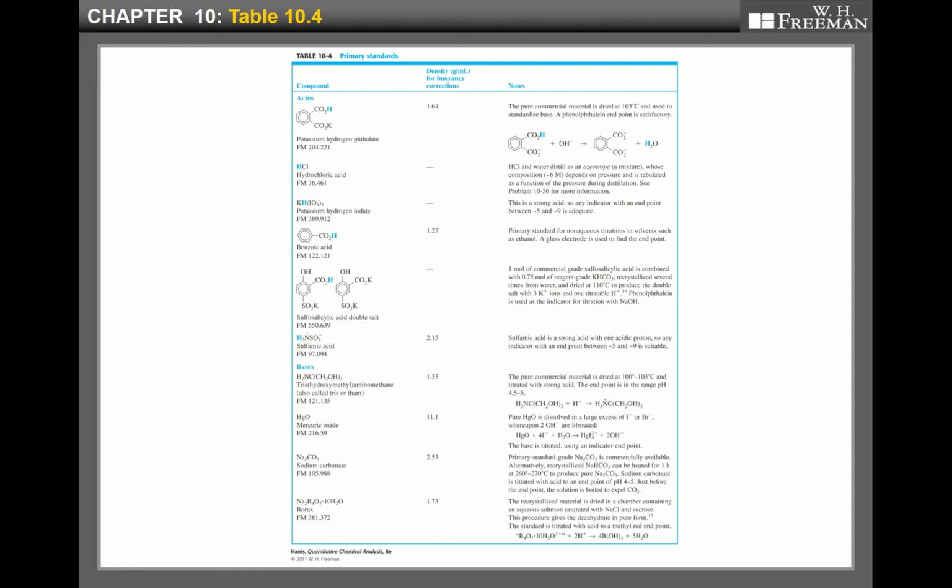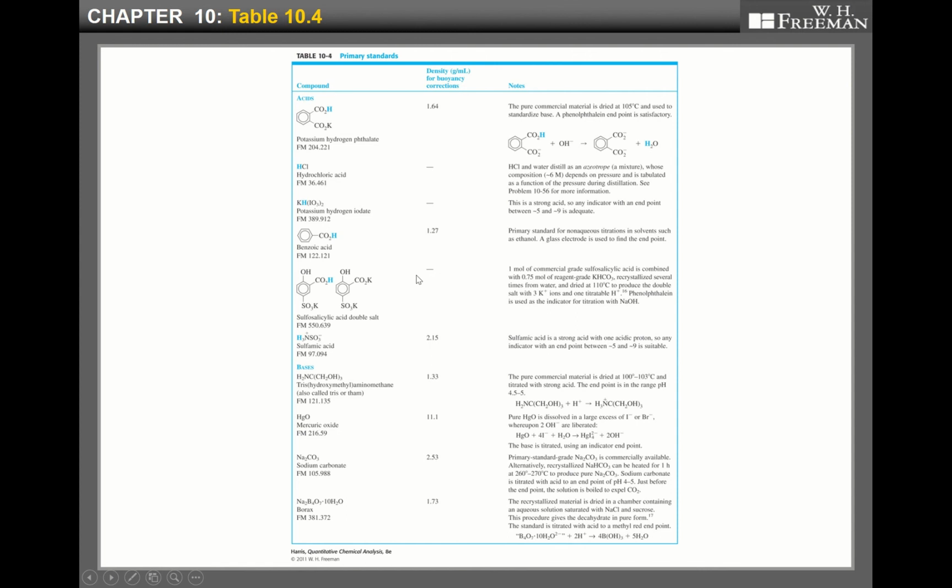Okay, here are the primary standards. A primary standard is a very pure compound, and the molecular weight is rather high, so as to minimize the weighing error. They are also very stable. So those compounds could be used as a primary standard.